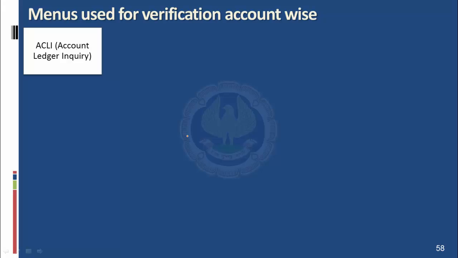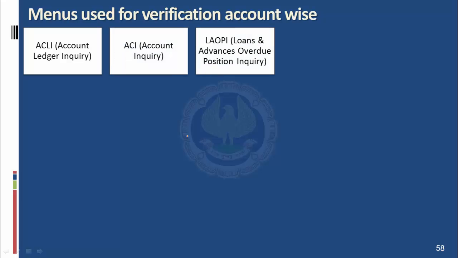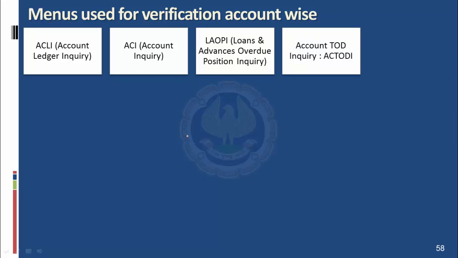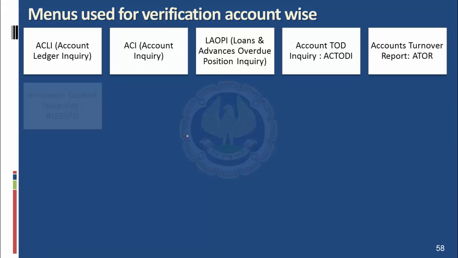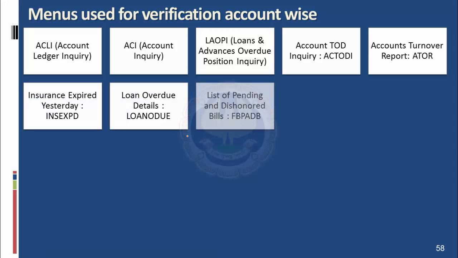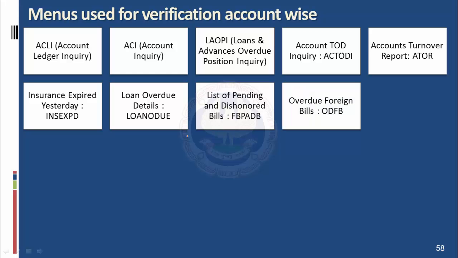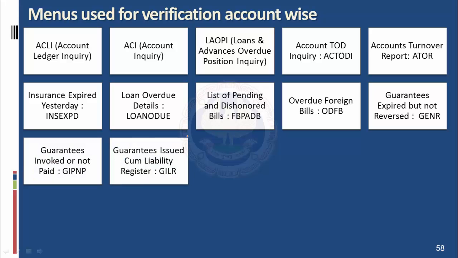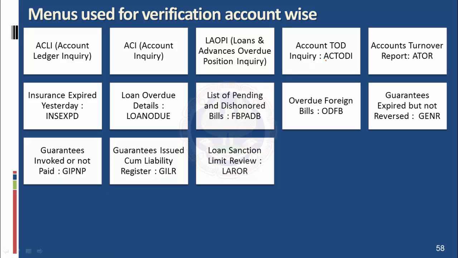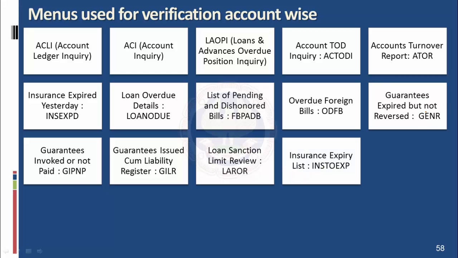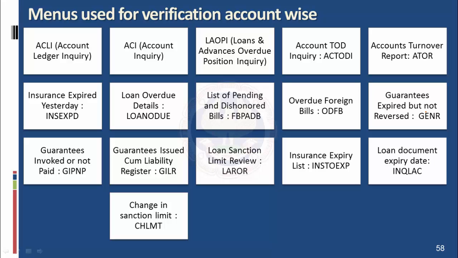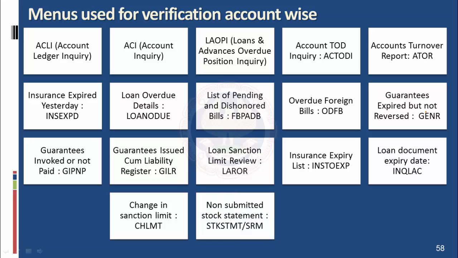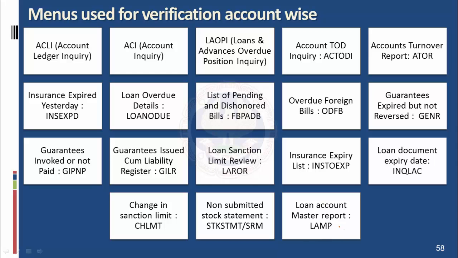That is ACLI, account ledger inquiry, then account inquiry, then loan and advance overdue position inquiry, account TOD or account turnover report, insurance expired register, loan overdue, list of pending and dishonored bills, overdue foreign bills, guarantees expired but not reversed, guarantees invoked, then guarantees issued, liability register, loan sanction. For all these things, these are the commands that you have to type to get those particular reports under Finacle. Then change in sanction limits during the year, stock statements not submitted. To get that, you have to type these commands. Then loan account master report, you have to type this.